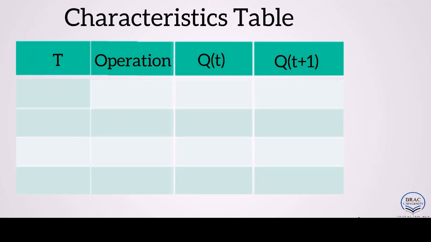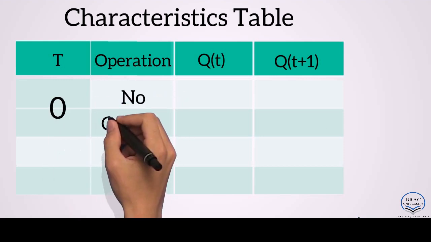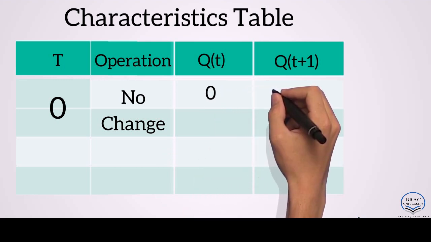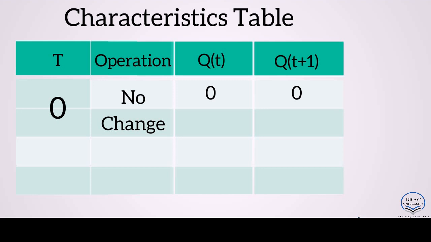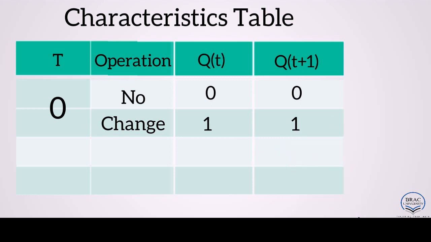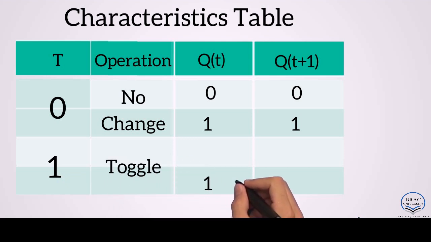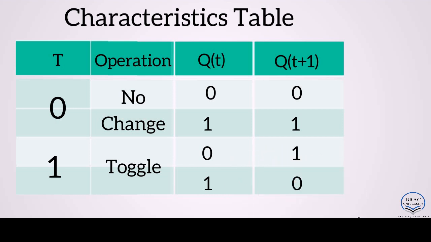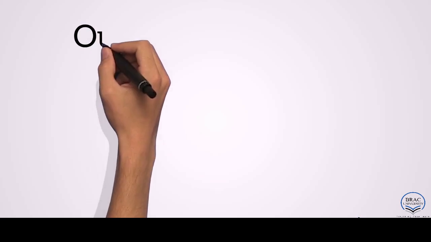Now let's analyze the characteristics table for T flip-flop. Whenever T equals to 0, we have no change operation. So if the present state Qt equals to 0, then Qt plus 1 will also be 0. Again, if Qt is equal to 1, then Qt plus 1 will be also 1. Whenever T is equal to 1, we have toggle operation. So if the present state Qt is 1, then the next state will be 0. And whenever the present state Qt equals to 0, the next state Qt plus 1 will be 1.